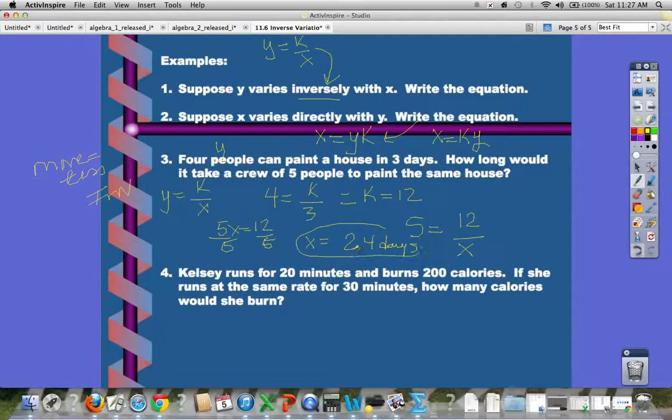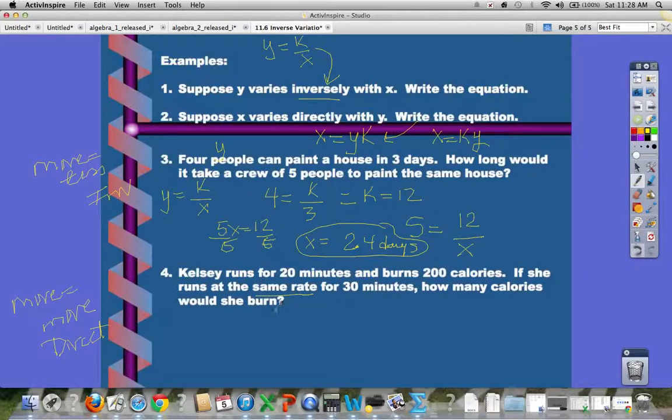So there you go. All right, the next one says Kelsey runs for 20 minutes and burns 200 calories. Okay, and then if she runs at the same rate for 30 minutes, how many calories would she burn? Okay, so when you're talking about exercise, and the longer you exercise, what happens? That's right, you burn more calories. All right, so that would be a more equals more, which is a direct variation. And especially because it says the same rate. So if it's the same rate, you know it's going to be direct.